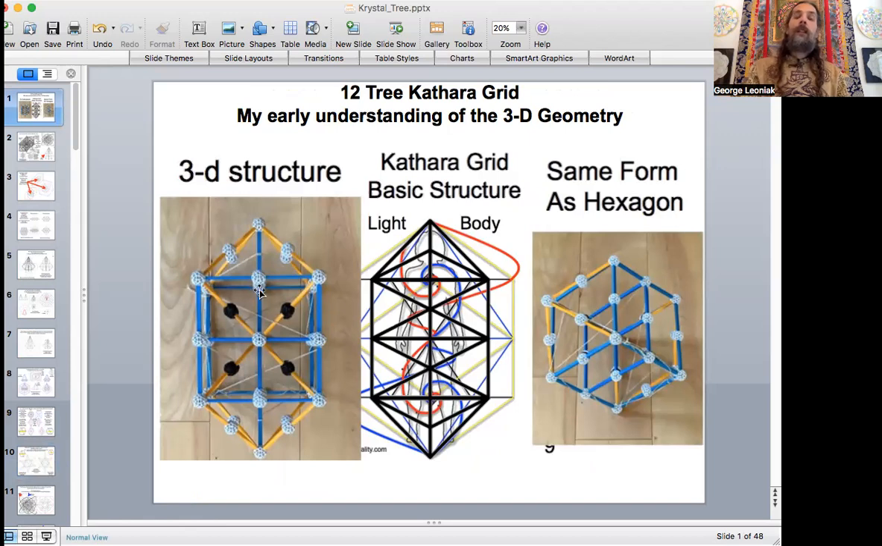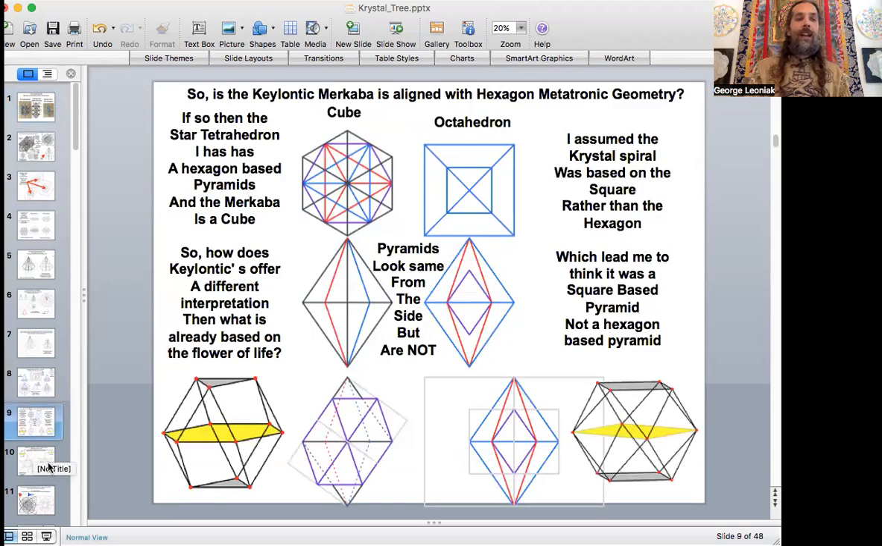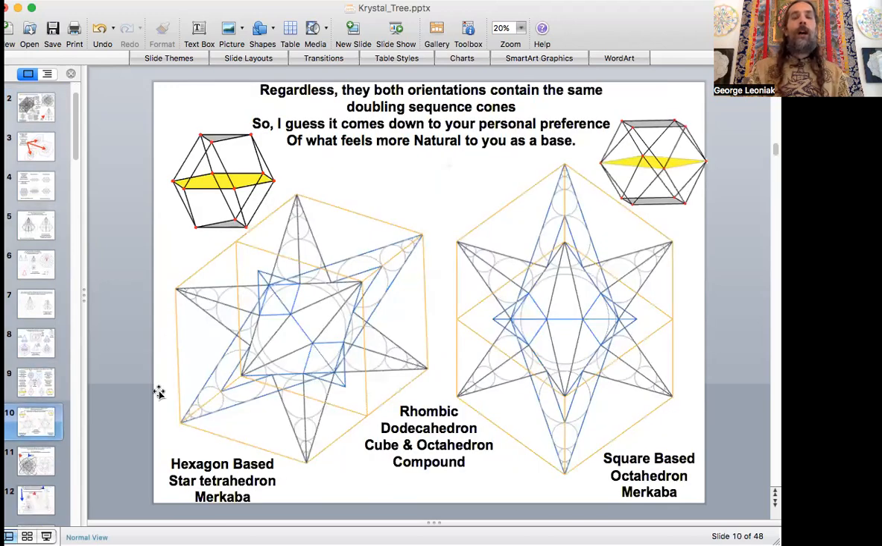They considered still star tetrahedron. I thought they were being radically different and going with an octahedral based system for your light body, but they weren't. They're giving you the same thing that you get with the flower of life. So it was really weird to finally discover that after contemplating this for a while.